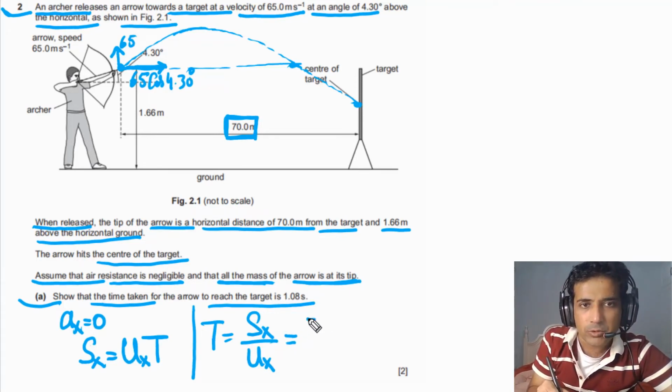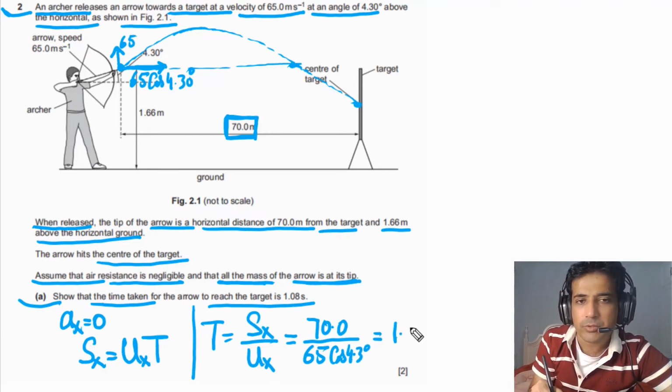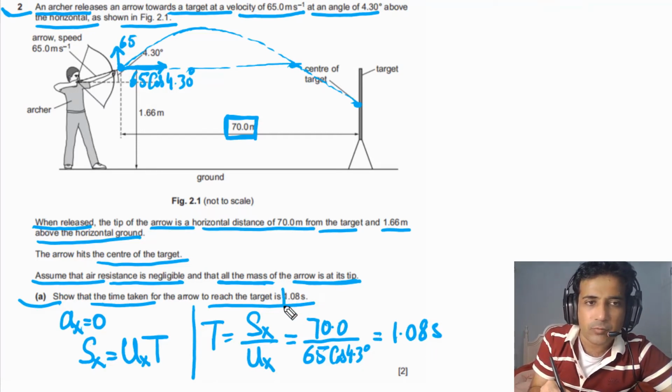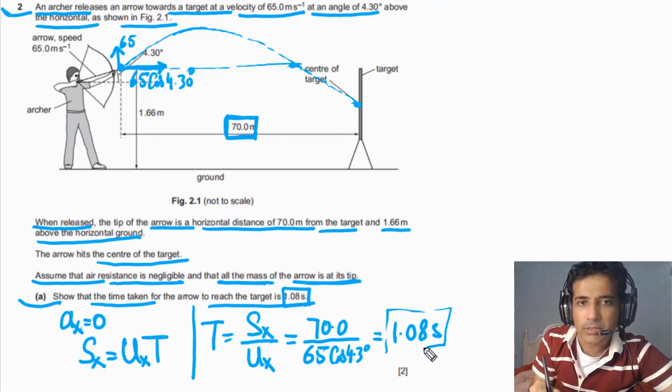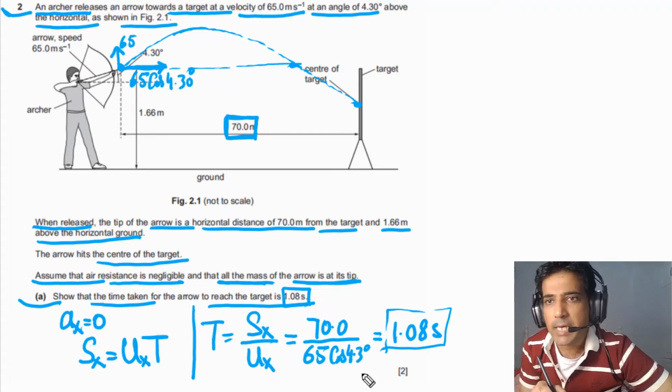We have horizontal displacement, that is 70.0 meters, and horizontal velocity, the horizontal component of initial velocity, that is 65 cosine of 4.3 degrees. If we solve this one, our answer will be about 1.08 seconds. And this is what we need to show, that t is equal to 1.08 seconds. And this question has 2 marks.